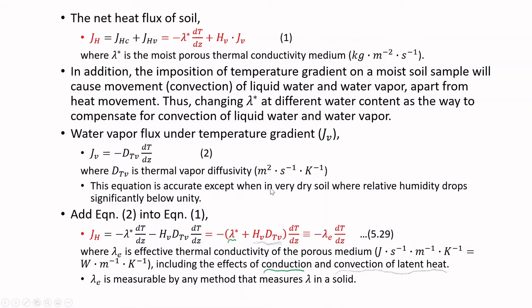This equation is accurate except for very dry soil, where relative humidity drops significantly below unity. Adding equation 2, the water vapor flux equation, into equation 1, we get something like this, and then we can factor out the spatial derivative of the temperature and have this in the bracket. So we have conduction as well as convection of latent heat, and we can simplify it and call it the effective thermal conductivity. Effective thermal conductivity is measurable by any method that measures thermal conductivity in a solid.